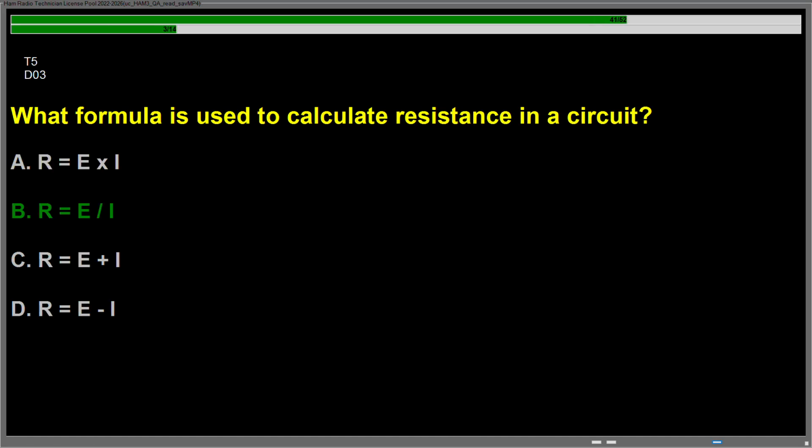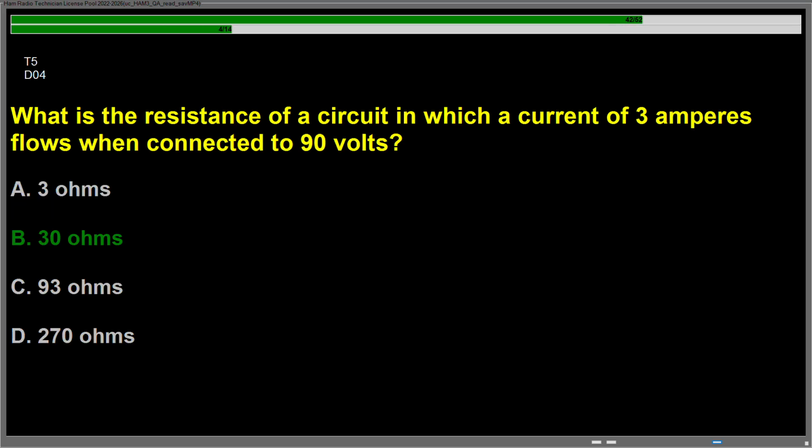Question Delta 03, what formula is used to calculate resistance in a circuit? Answer is B. R equals E/I. Question Delta 04, what is the resistance of a circuit in which a current of 3 amperes flows when connected to 90 volts? Answer is B. 30 ohms.